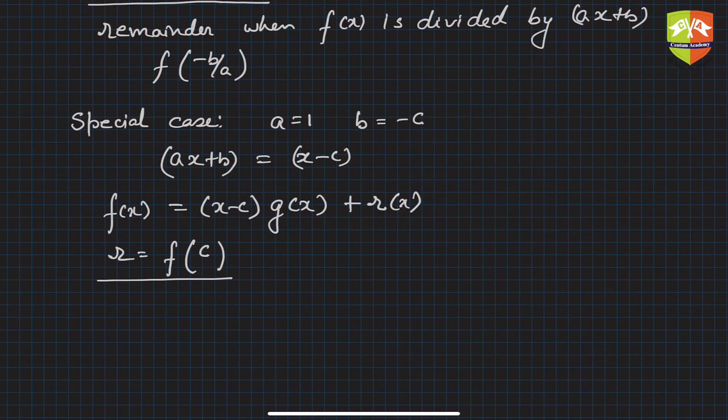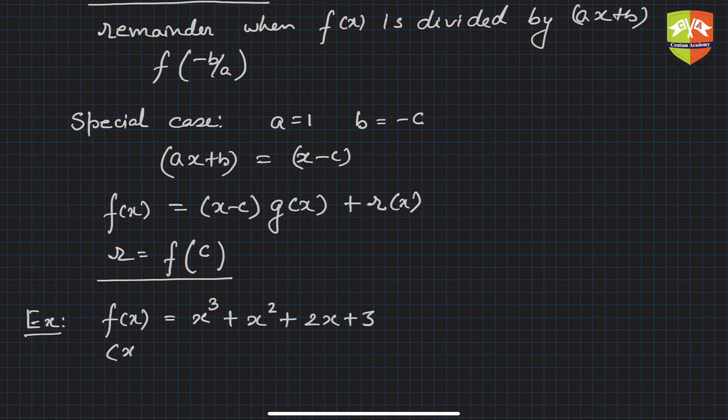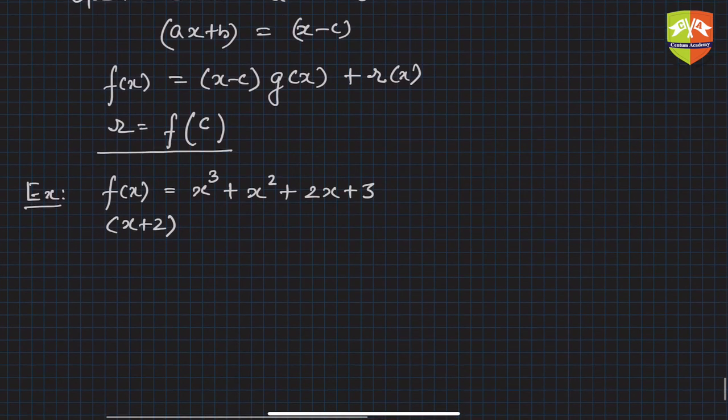Let's take an example, and then you will be more comfortable. If you remember in the previous session, we had one division. Okay, and this was the division. So f(x) was, in that case, x cube. Let's take an example. I am taking an example now. f(x) is x cube plus x square plus 2x plus 3. Let's say this was the polynomial, and you are dividing it by x plus 2. So hence, you wrote x cube plus x square plus 2x plus 3.